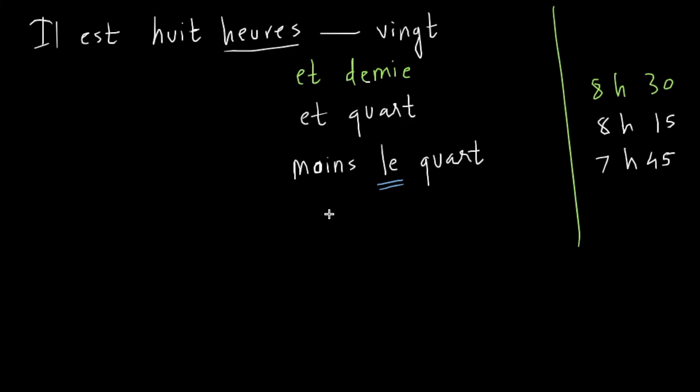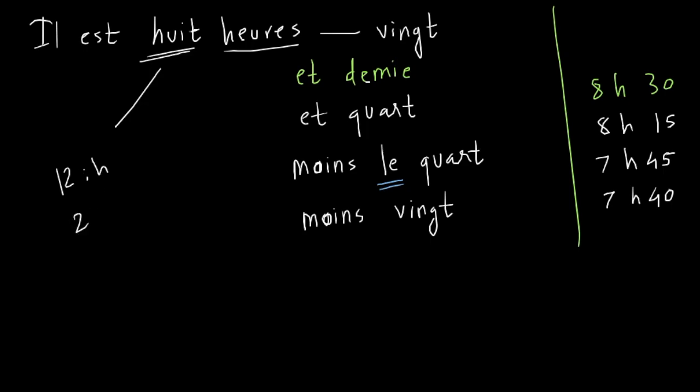You can also say "moins 20". This will mean it's 7:40. "Il est 8 heures moins 20." We say in English 20 minutes to 8. So "moins 20". Now either you can tell the time in 12-hour system or 24-hour system.